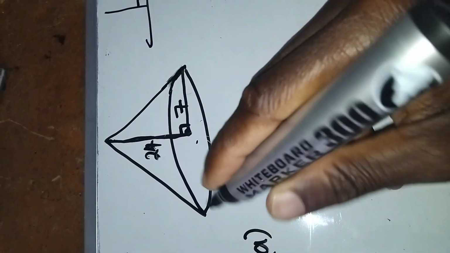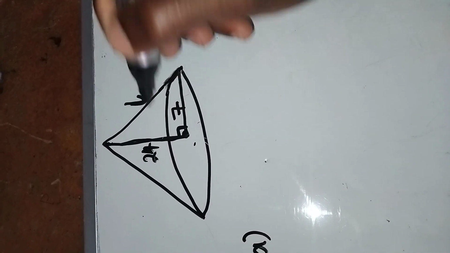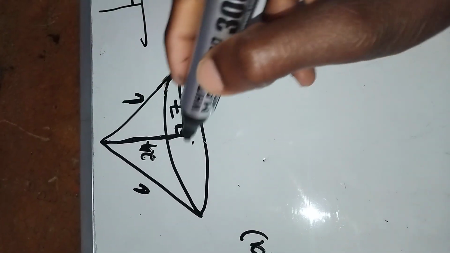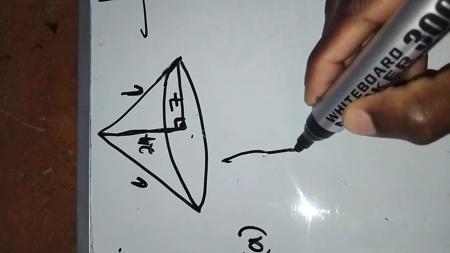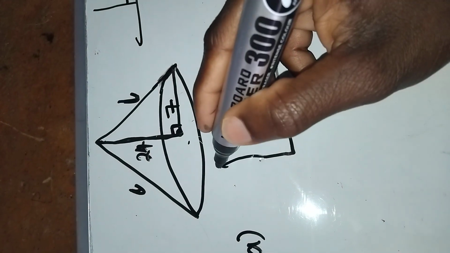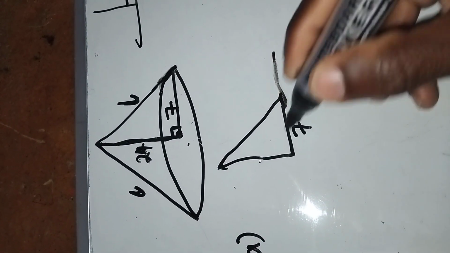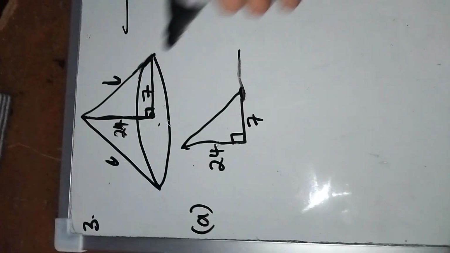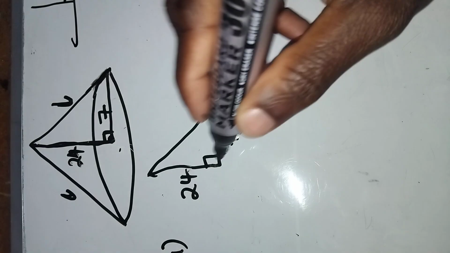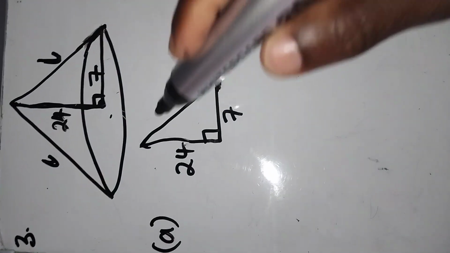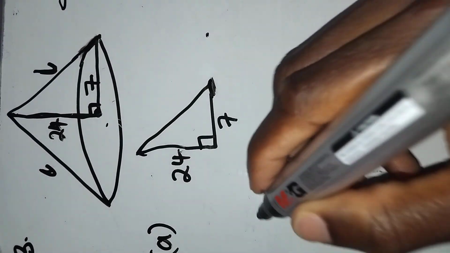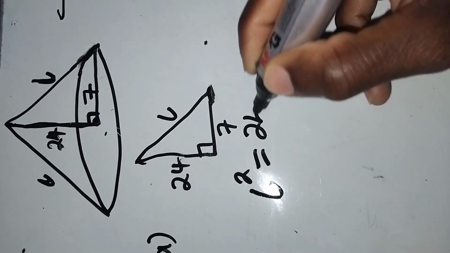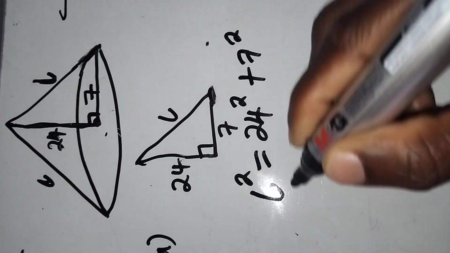Just like part A, which was finding the cylinder height, this is the cylinder height. The shape here is similar to this one, so we use it. Our shape stands like this, with this side 7, the angle 90, and this side 24. Here we use the Pythagoras theorem, where we square the sides and add them. So here the slant height is L, and L squared is equal to 24 squared plus 7 squared.